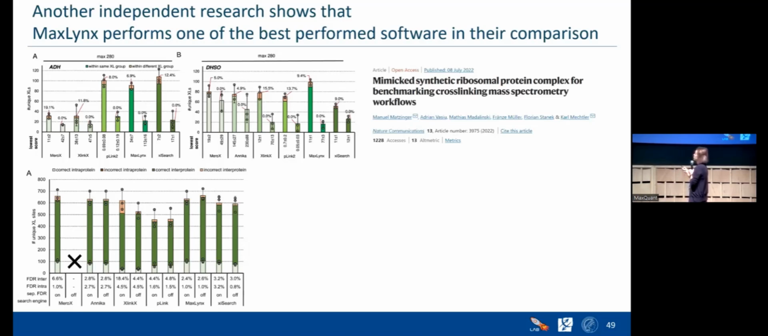And this is another crosslinker. I actually didn't test it, so I was not so sure how it would be, but I'm so happy that they did the test. Thank you very much. Here we could see MaxLynx is also doing very well for this crosslinker. And they also tested some other cases, like here they intensively tested different ways of calculating FDR. And there, MaxLynx was also doing very good.